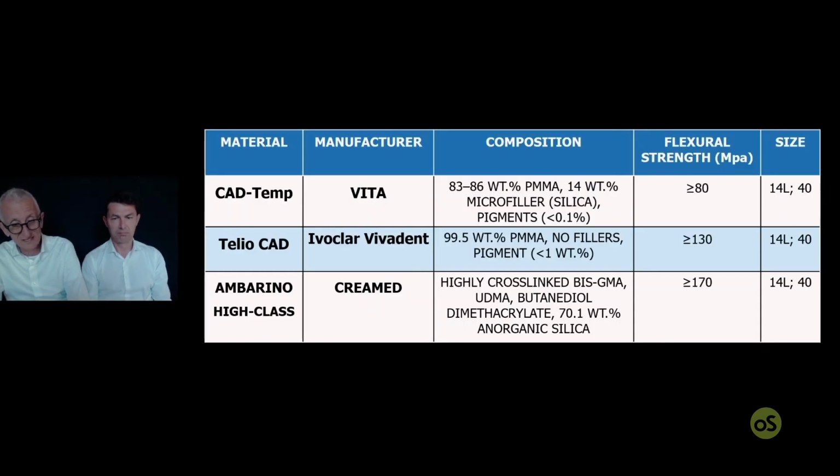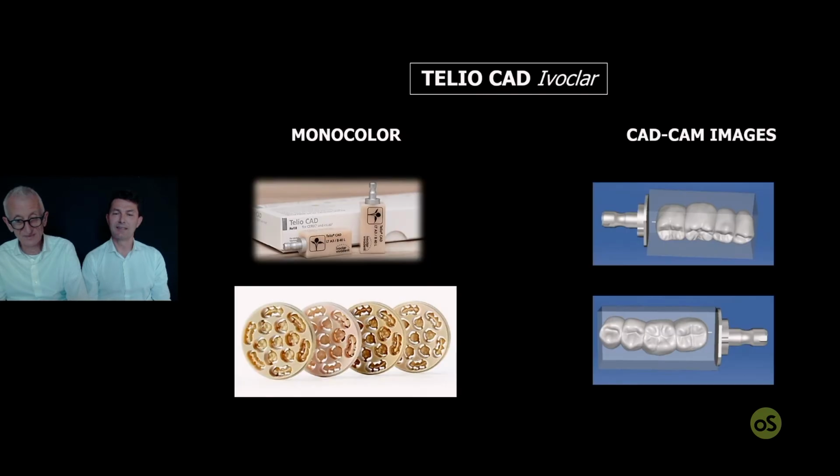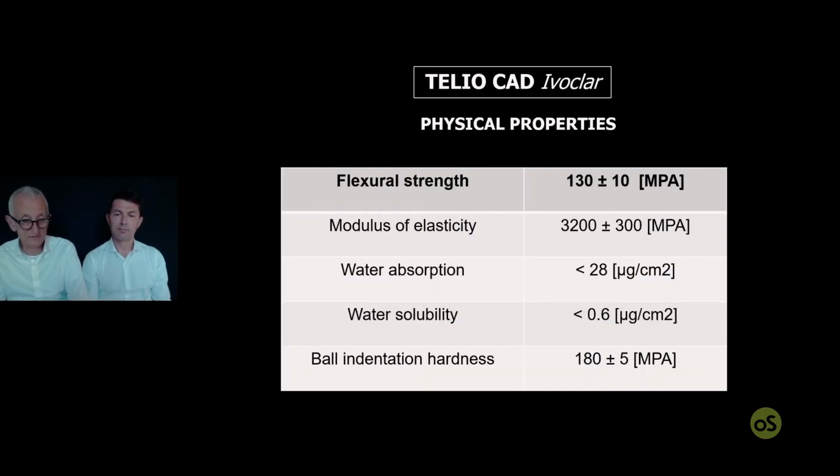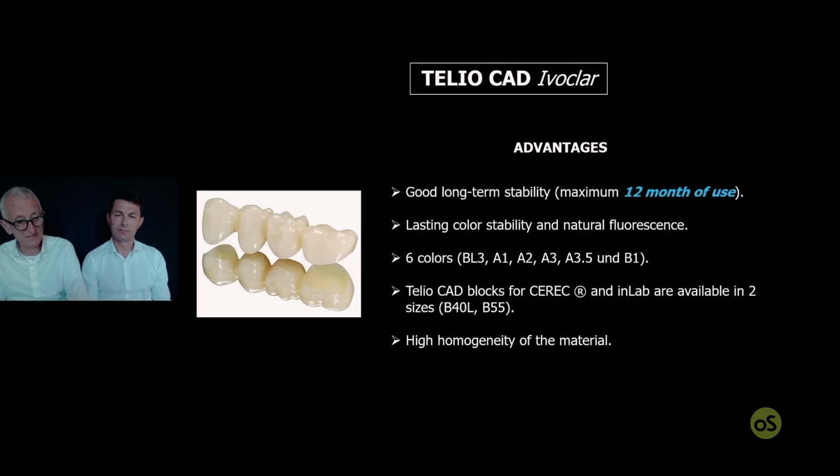TelioCAD is another kind of material. It is mostly PMMA. You see 99.5% and just a little drop of pigments, and it is just one color. So basically, compared to VitaCAD, this is more temporary material, because it's only for 1 year in the mouth. It's not layered, so it's one color for sure.